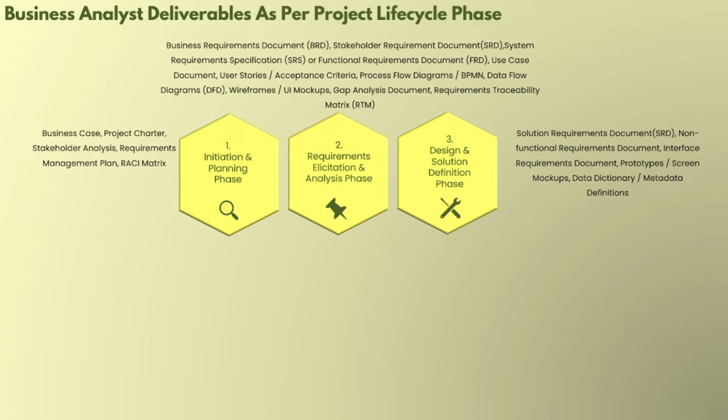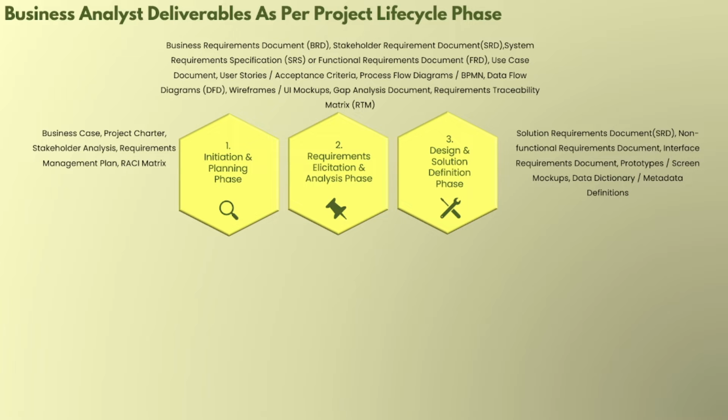Now see the documents which are required in design and solution definition. The solution requirement document captures the technical and architecture aspects of the solution needed to fulfill the business and functional requirements. Then the non-functional requirement document specifies quality attributes such as performance, security, scalability, and usability. These requirements affect the user experience and system operation. Then the interface requirement document defines how two systems or components will interact and exchange data. It includes API, data formats, protocol, and timing.